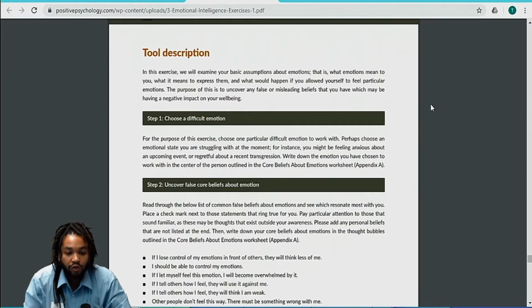So the tool description: in this exercise, we will examine your basic assumptions about emotions. That is, what emotions mean to you, what it means to express them, and what would happen if you allowed yourself to feel a particular emotion. The purpose of this is to uncover any false or misleading beliefs that you have, which may be having a negative impact on your well-being.